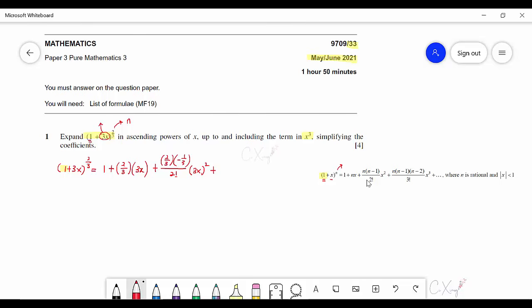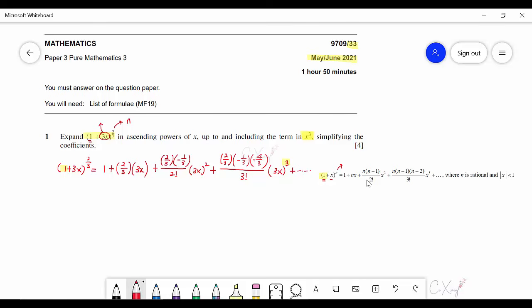Next, we go to the next term. The next term will be n again, which is 2 over 3, n minus 1 will be negative 1 over 3, and n minus 2 gives negative 4 over 3. Then divided by 3 factorial, multiplied by x power 3. Our x here will be 3x, and you raise the whole 3x to the power 3. We will stop here because if I expand the power 3 onto the x, I already have the x power 3 in my expansion. So I will stop at this term.